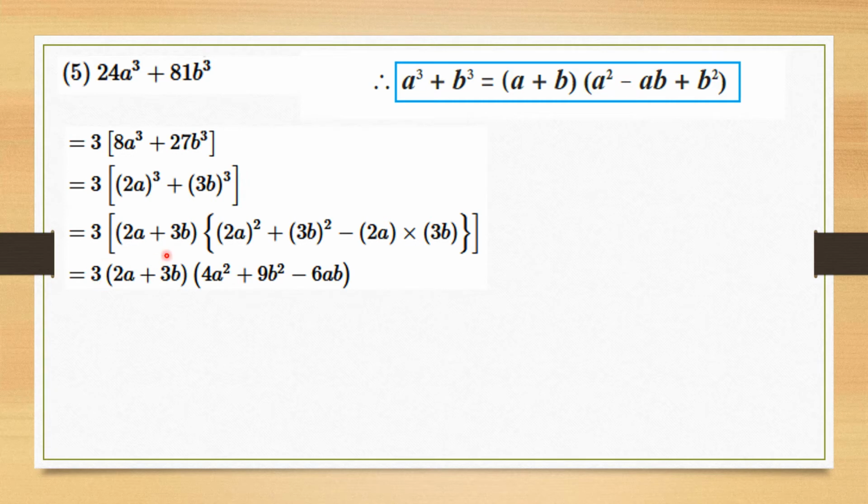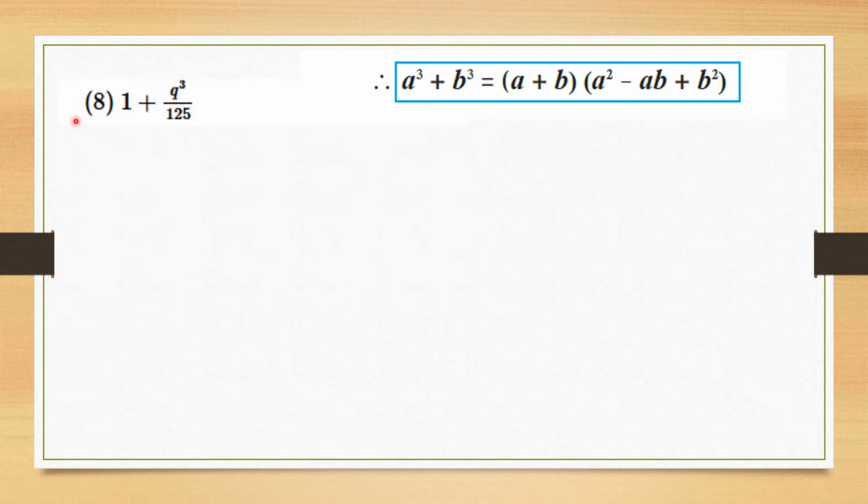This 3 we keep as it is. This bracket 2a plus 3b also as it is. (2a) the whole square will become 4a square, plus (3b) the whole square will be 9b square, minus 2a into 3b. First you multiply 2 into 3, that is 6, and then a into b as it is, ab. So the final solution is 3 into (2a plus 3b) into (4a square plus 9b square minus 6ab).